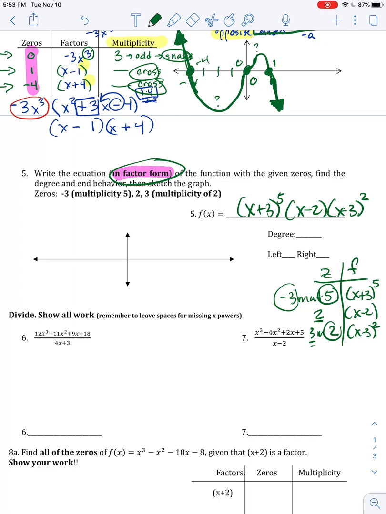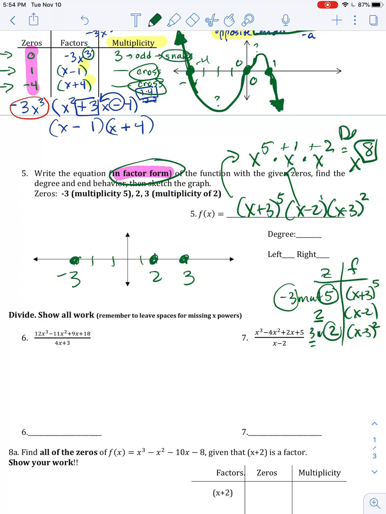Okay, this graph implies that I'm supposed to graph it. So I know that I have a 0 at negative 3 because they told me, at 2 because they told me, and at 3 because they told me. Now, here's where I have to find out the degree. This x is to the 5th. I'm ignoring the numbers. This x is to the 1st, and this last x is to the 2nd. So I add up the powers, and that means I have a total of x to the 8th power. That, my friends, is my degree.